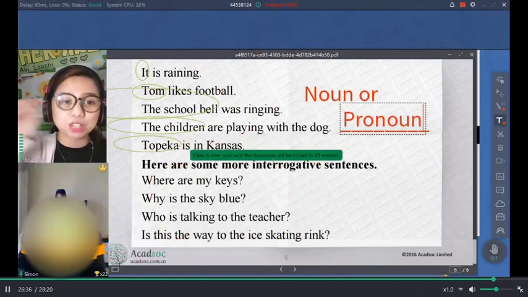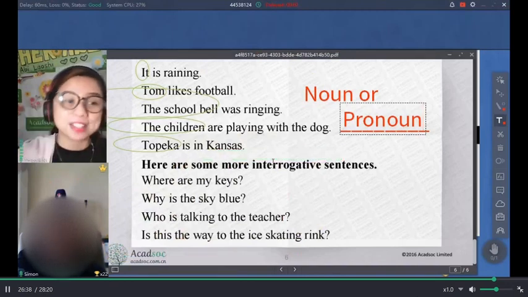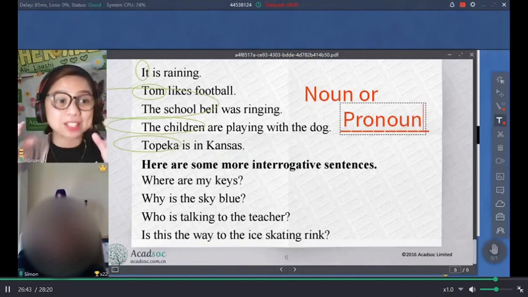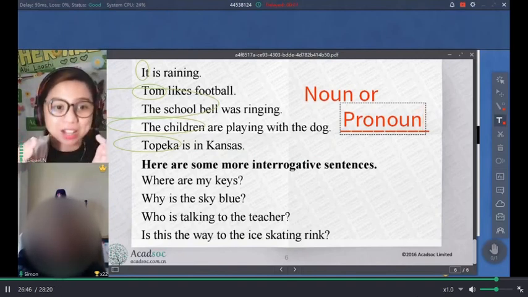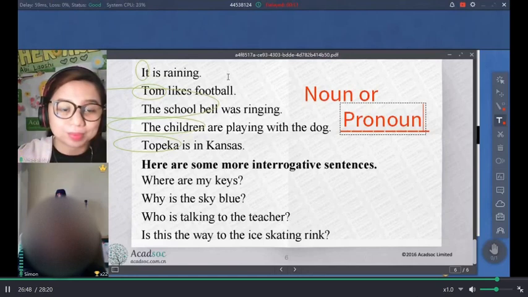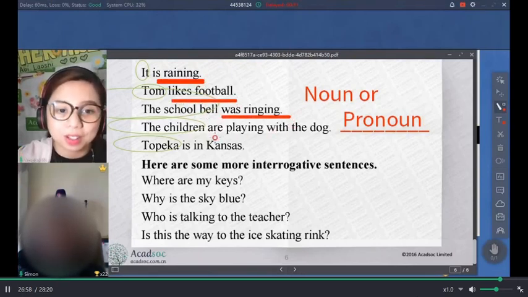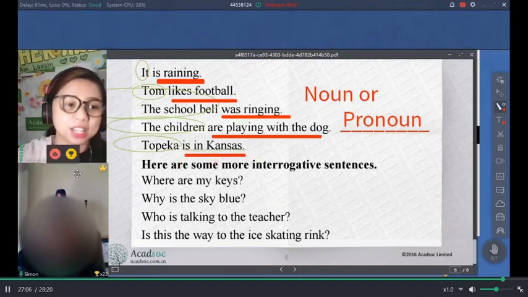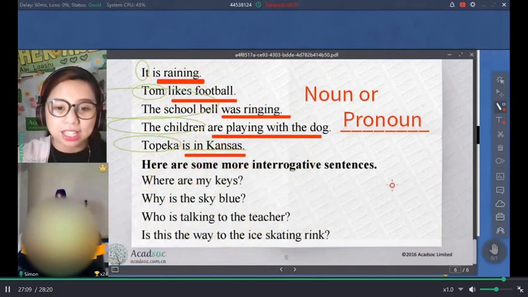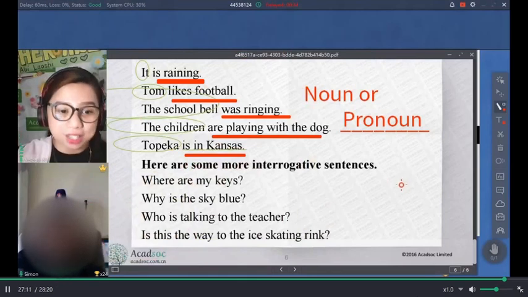Now, can you underline the predicates? Where are the predicates? The predicate contains the verb, the action. Is raining, likes football, are playing with the dog, is in Kansas. Okay, yes, perfect.